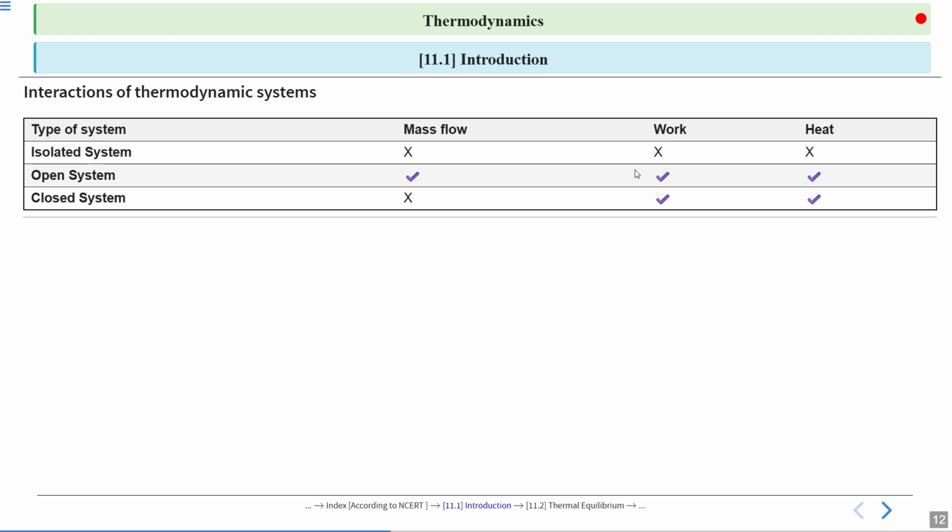All right. Work is possible and heat exchange as well. For a closed system, mass flow is not possible. Work is possible and heat is possible. All right.